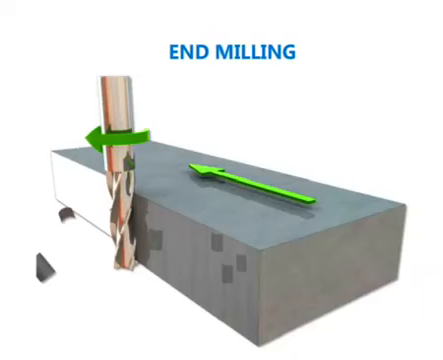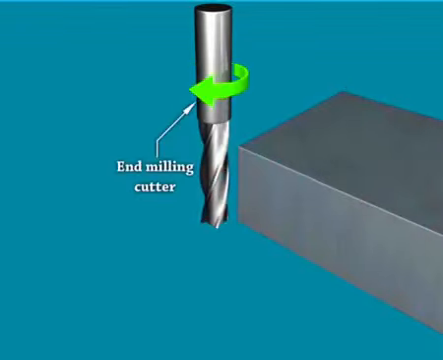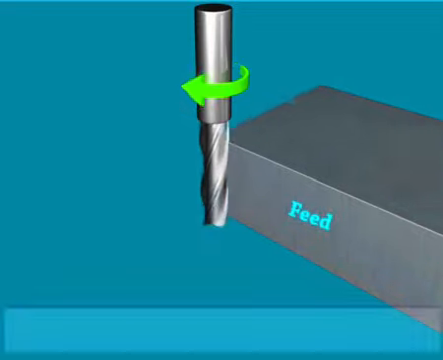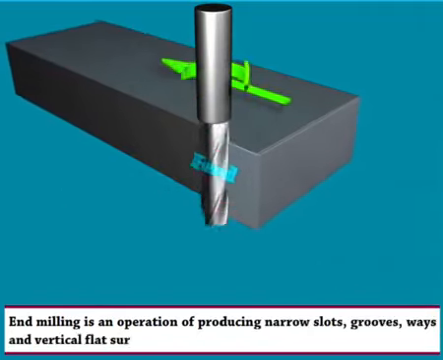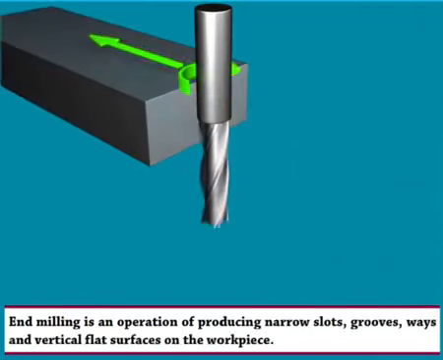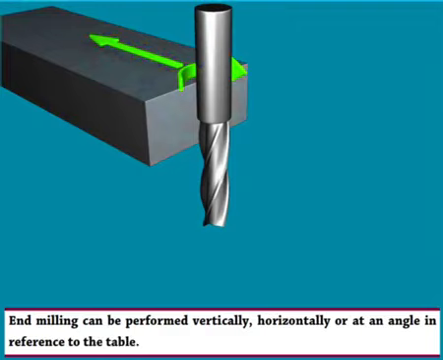End milling. End milling cutter. Workpiece. End milling is an operation of producing narrow slots, grooves, ways, and vertical flat surfaces on the workpiece. End milling can be performed vertically, horizontally, or at an angle in reference to the table.